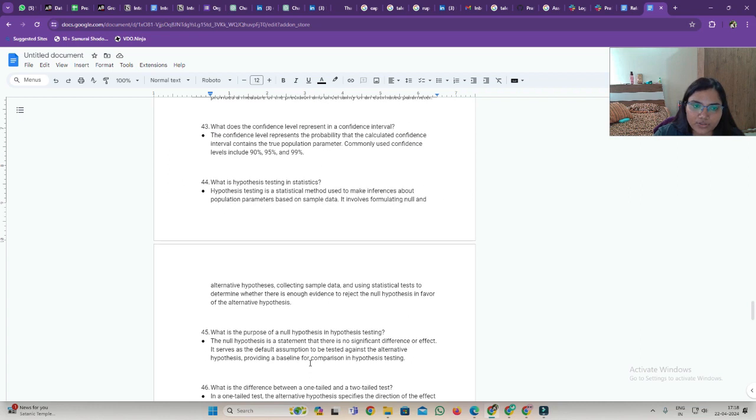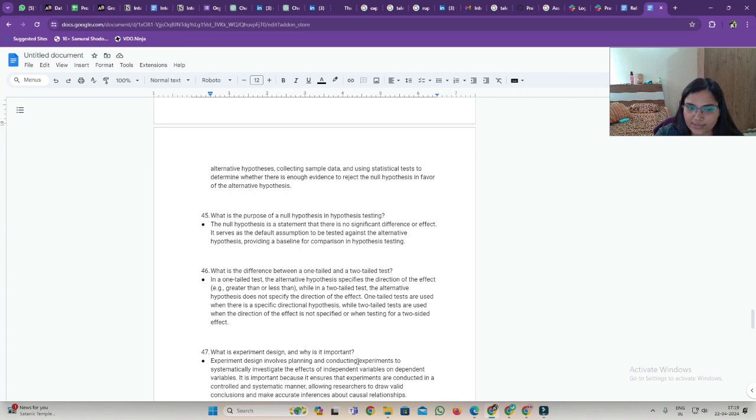And the next question: what is hypothesis testing in statistics? Hypothesis testing is a statistical method used to make inferences about the population parameter based on sample data. It involves formulating null and alternative hypotheses, collecting sample data and using statistical tests to determine whether there is enough evidence to reject the null hypothesis in favor of the alternative hypothesis.